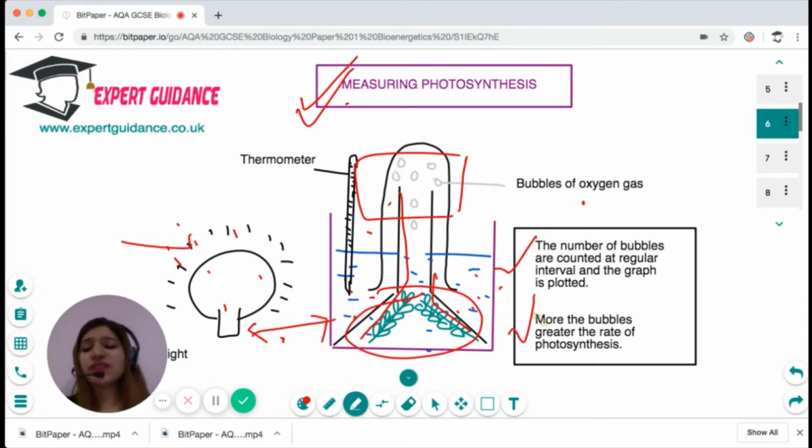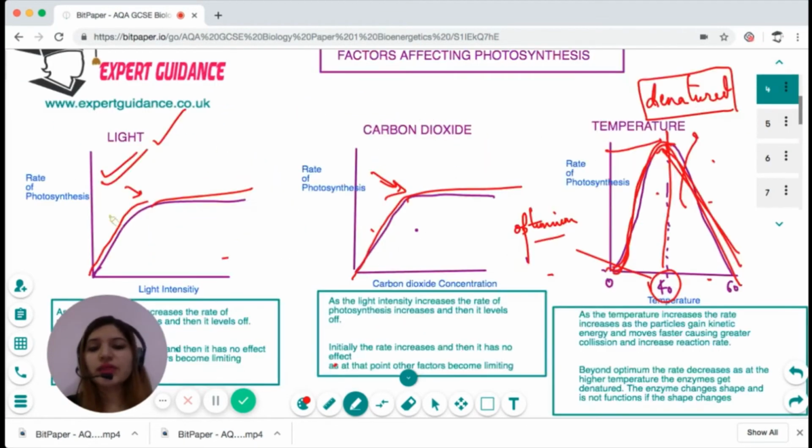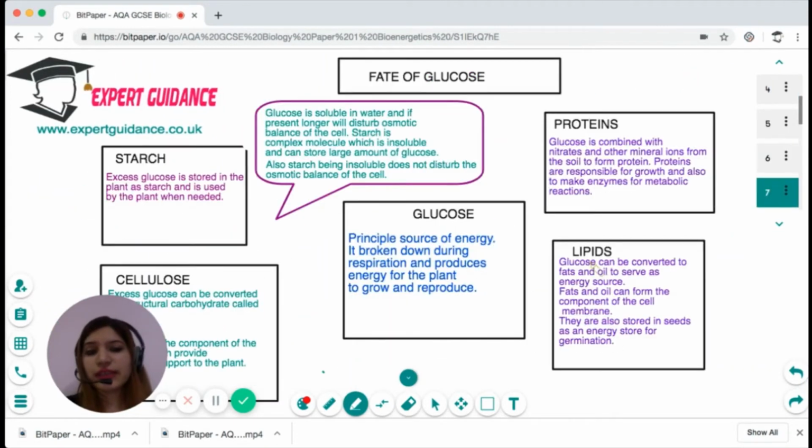So you can test various factors like temperature, water concentration, the intensity of the light, and you can plot the graph and see how the rate of photosynthesis is affected. Okay, and in most of the cases you will get this graph. With light you will get this graph, carbon dioxide you will get this graph, with temperature you will get this graph. You need to remember all these shapes and the explanation for the same.